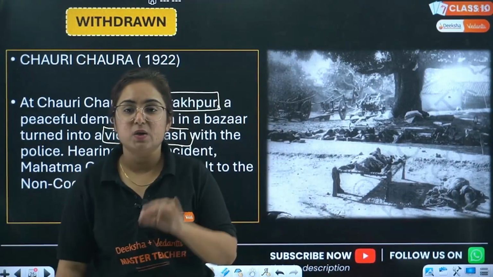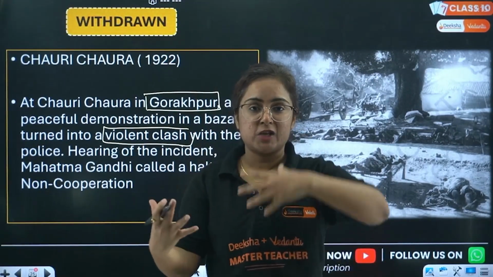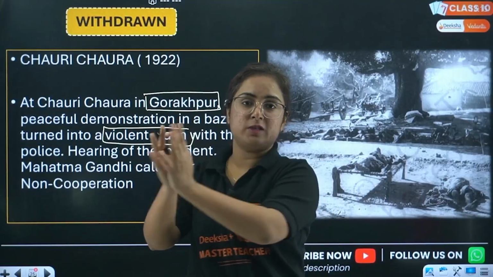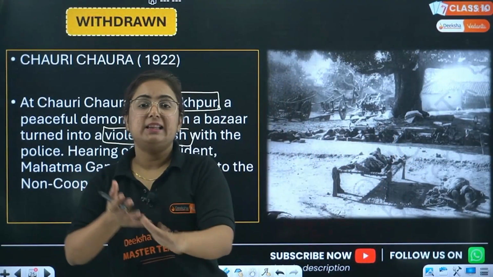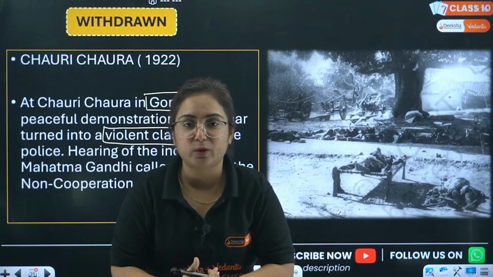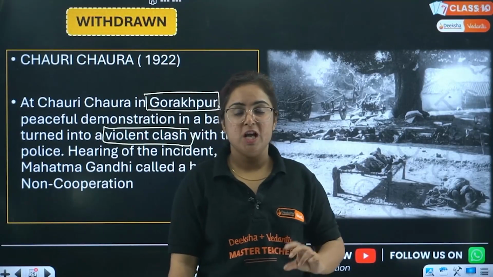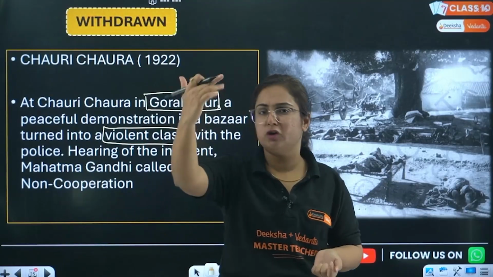They started this violent clash. What happened? Because of this violent clash with the people who were peacefully protesting, the people got agitated, and they set fire to the police station. And literally, they burned what? The police station, where 22 British policemen died. So the incident was at the place Chauri Chaura, Gorakhpur.